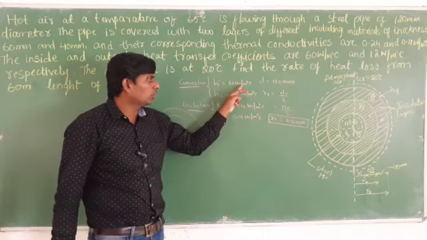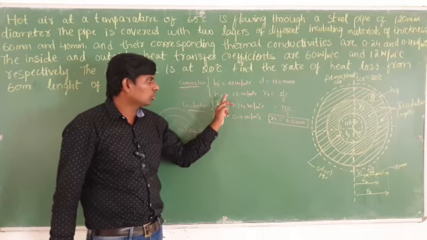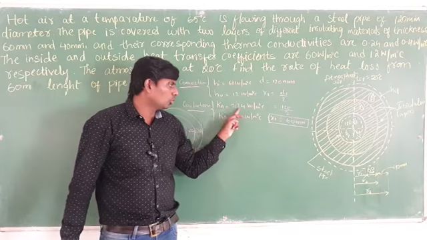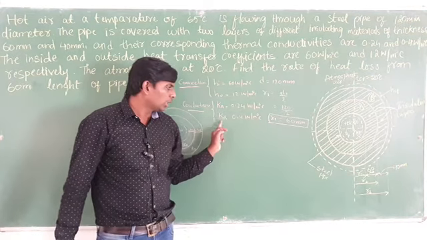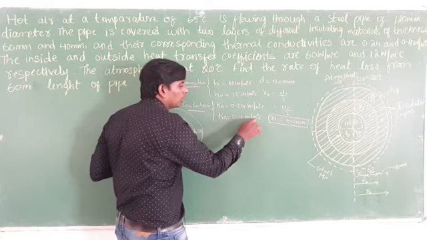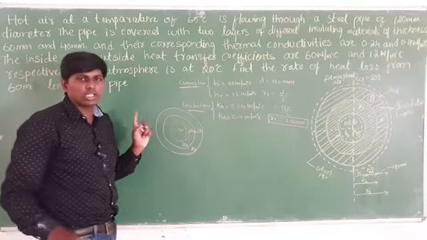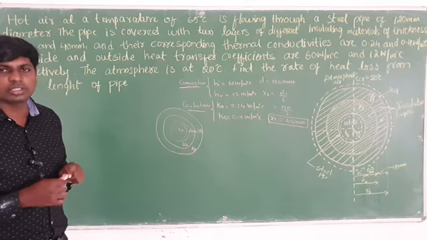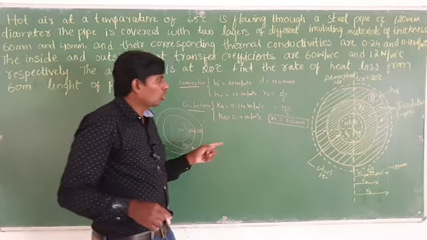So here Hi is 60 watt per meter square degree centigrade, Ho is equal to 12 watt per meter square degree centigrade. After that Ka is given, 0.24 watt per meter degree, and Kb is equal to 0.4 watt per meter degree centigrade. Hi, Ho, Ka, Kb, and R1 is given. R1 is equal to how much is given? 60 mm.